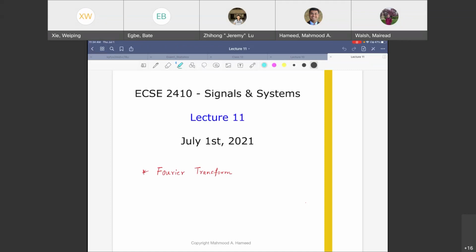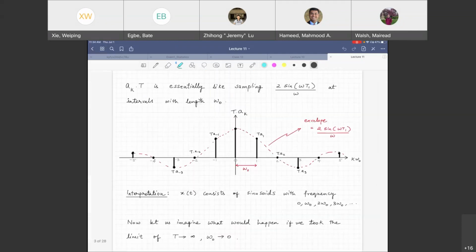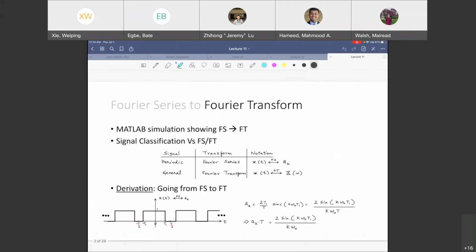I will try to demonstrate this in a slightly different form as well. Let's do it mathematically. Fourier series to Fourier transform. The first thing that I would like to do is to show you a MATLAB simulation of how Fourier series transforms to Fourier transform. How do we go from Fourier series to Fourier transform? For that, I have a video that I recorded some time ago that I'm going to share.